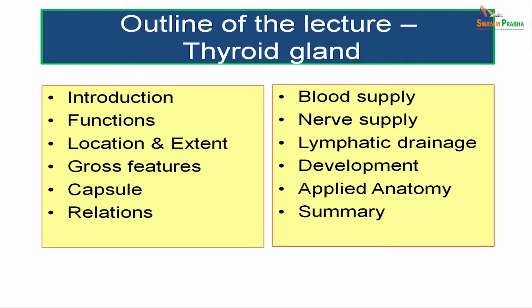So, let us look at the normal anatomy of thyroid gland. We will be covering this topic under these headings: a line of introduction, what are the functions of thyroid gland, where is it situated, what are its gross features, what are its coverings, what are the structures related to it, the blood supply to the gland, the various nerves supplying it, lymphatic drainage, how does it develop, and ultimately the applied aspects related to the thyroid gland, and will end up by summarizing the topic.